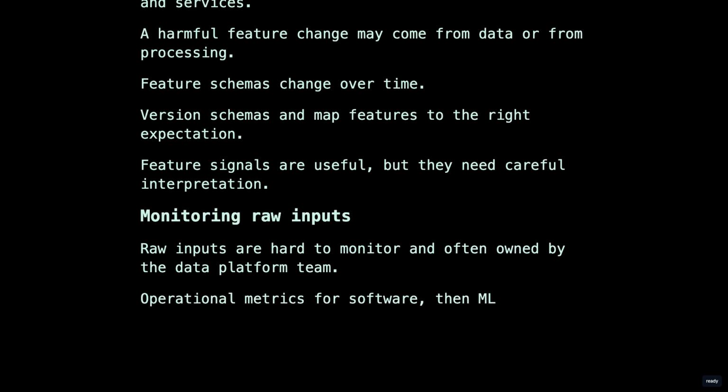That closes the loop on the main metric types. First, the general software signals, then the model-specific signals that track inputs, features, predictions, and outcomes. The next step is choosing the tools that let those signals run reliably in production.